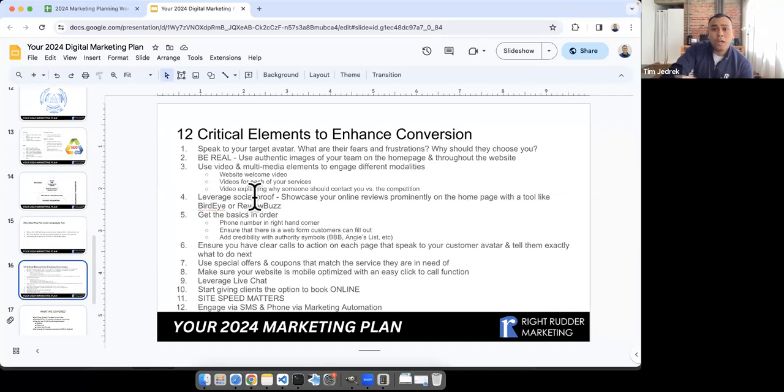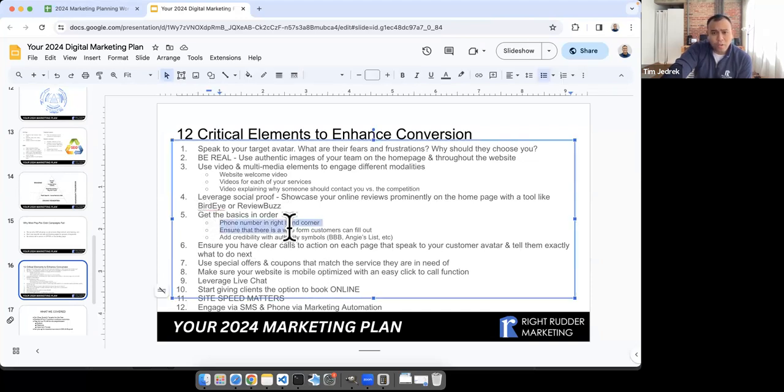Talking about conversion, there's a big slide, and I'll send this out in the notes. These are things that you have to do in order to convert and enhance conversion. I like the basics right here: having your phone number in the right-hand corner, making sure there's a form that visitors can fill out, and having authority. Maybe you're the AOPA Best Flight School of 2014, put that out there. If you're part of the NBAA or FASANA, add those things in there to add credibility. Make sure you have clear calls to action on each page that speak to your ideal customer.